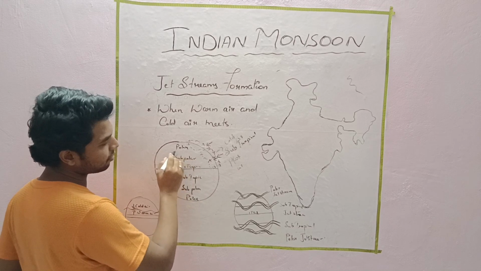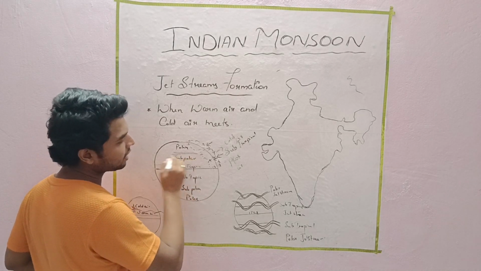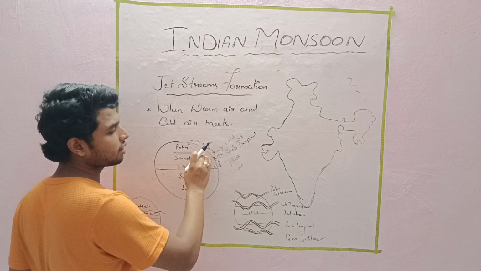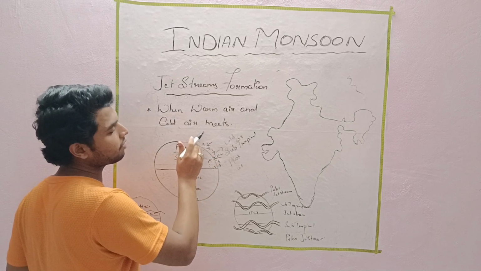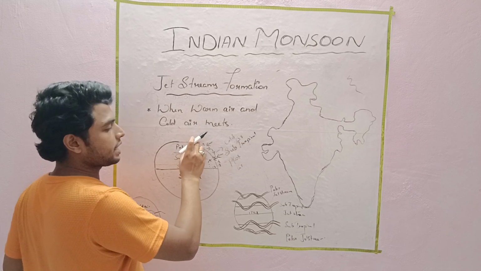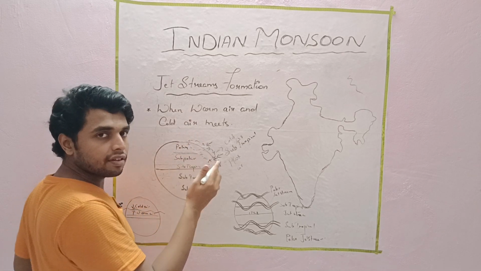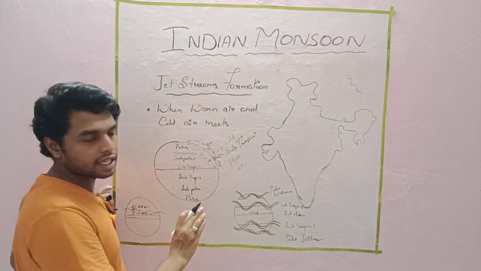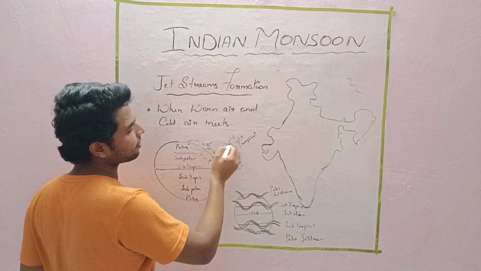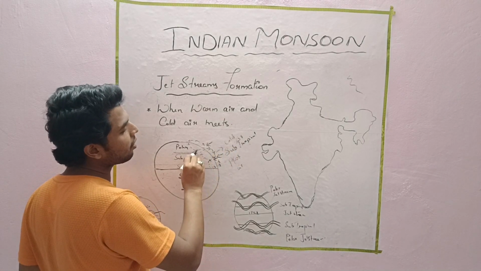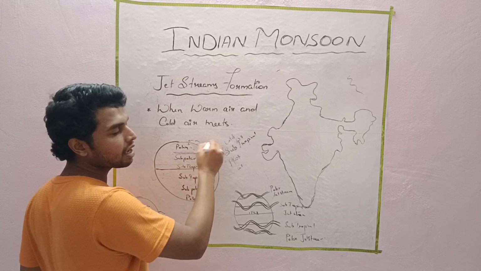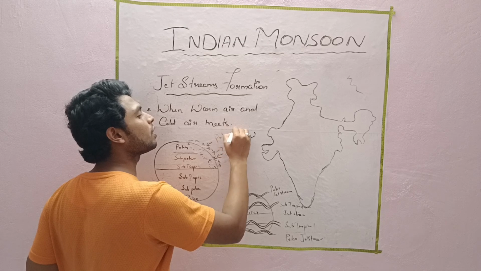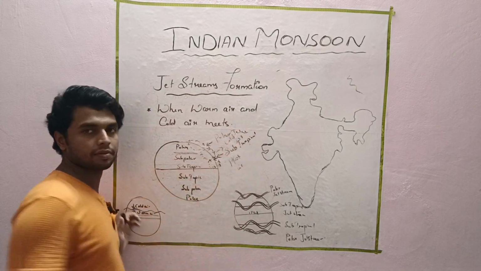So in between the subpolar and polar region also, when they move, because comparatively the subpolar region has air which is warm compared to the polar region. So when the hot air from this part and the cold air from this part meet, here also a jet stream will be formed, which is known as the polar jet stream.